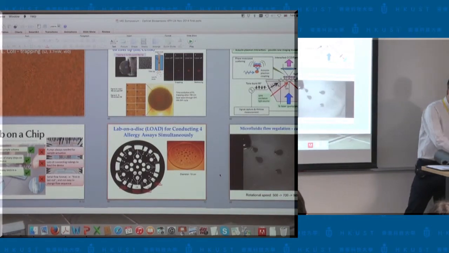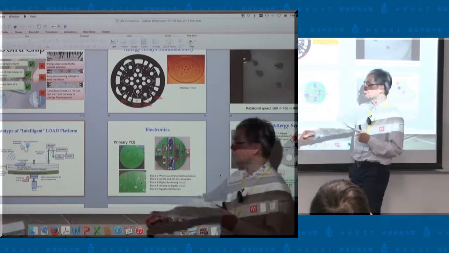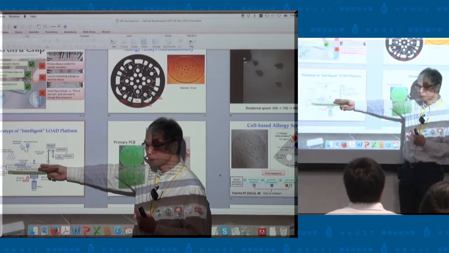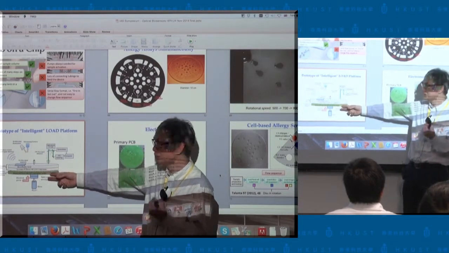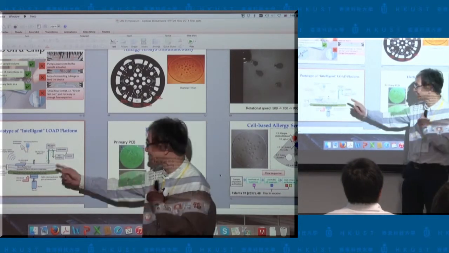And then our contribution, what is it? Our contribution is electronics. What we found was all the reported cases of lab on the disk were passive. They didn't have the printed circuit board on the other side. They didn't have electricity. So we bring in electricity.